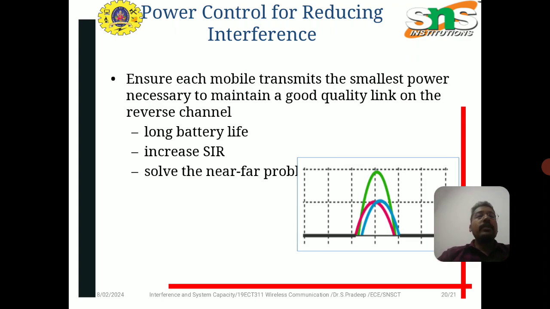Power control for reducing interference is to ensure each mobile transmits the smallest power necessary to maintain a good quality link on the reverse channel. That also improves battery life, increases SIR and solves the near-far problem.